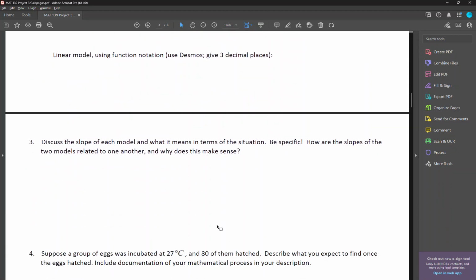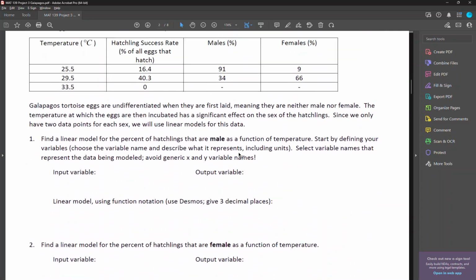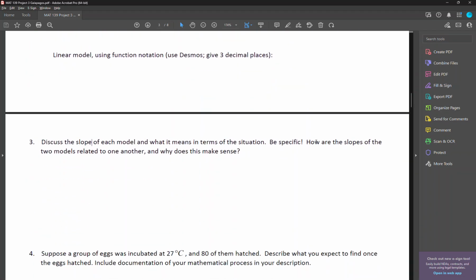All right, so number 3 will ask us to discuss the slope of each of the models and what it means in the situation. So you'll talk about whether it's increasing or decreasing and by how much. And you'll talk about that for each of them. Then you'll also write about how the slopes of the models relate to each other and why it makes sense. So why it makes sense might have something to do with what you noticed amongst the comparisons of temperature and the number of males and females at certain temperatures. Hopefully what you find with slope will match your intuition based on your models, and you can explain that here.